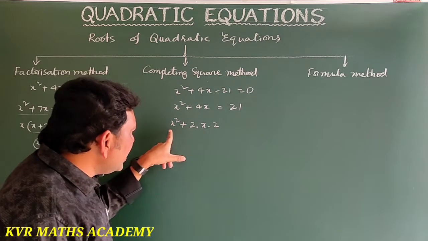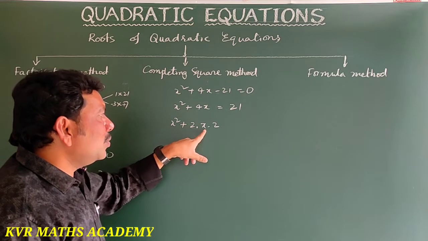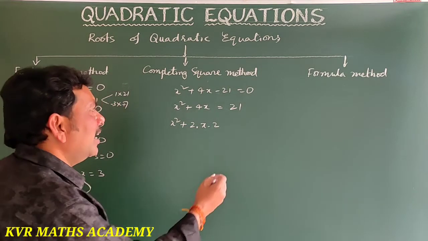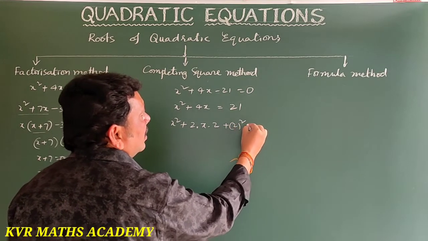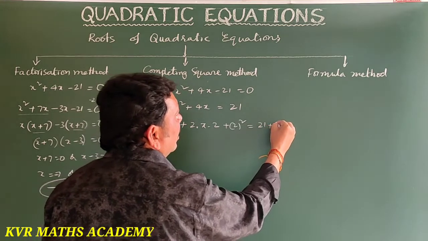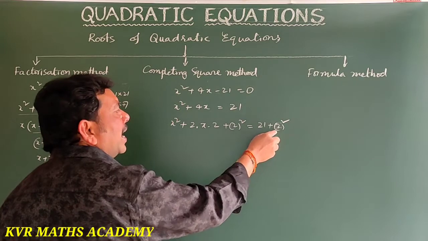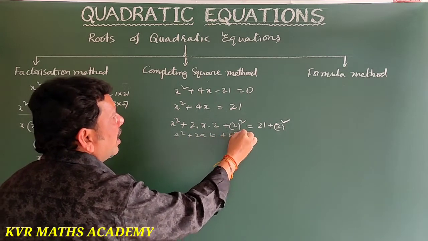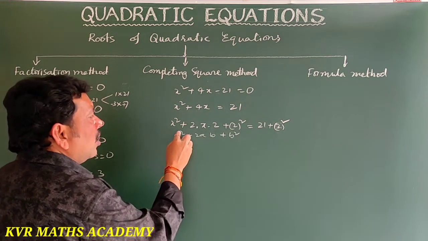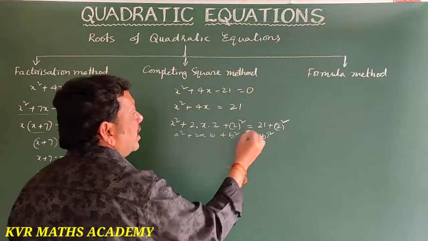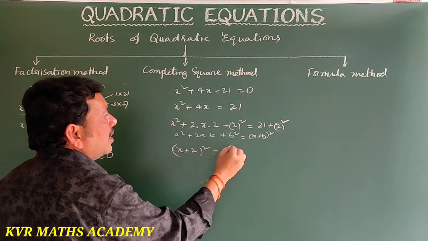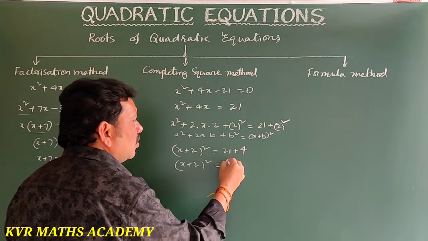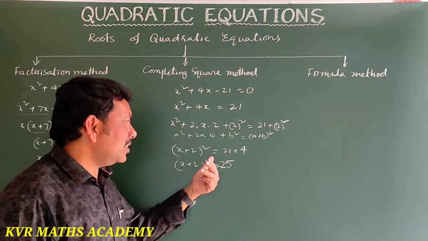So now it is in the form of x square plus 2xy plus y square. If we add y square, it will become x plus y whole square. Identity, right? Yeah. So here add 2 whole square, and on the RHS also we should add 2 square. On both sides we have to add 2 square. Isn't it? Yes. Now it is in the form of a square plus 2ab plus b square, that is equal to a plus b whole square only, no? Yes. Now this is x plus 2 whole square. It is equal to 21 plus 2 square, which is 4. x plus 2 whole square is equal to 21 plus 4, which is 25. 21 plus 4, 25, right?